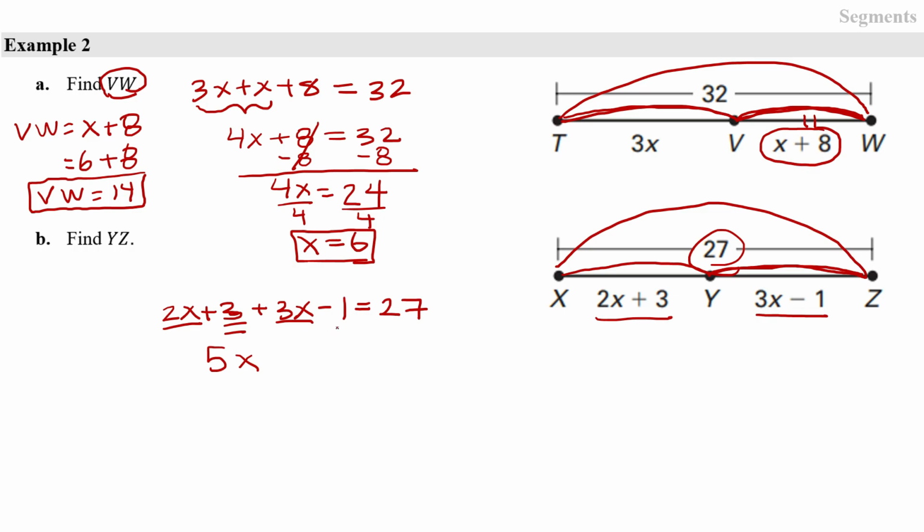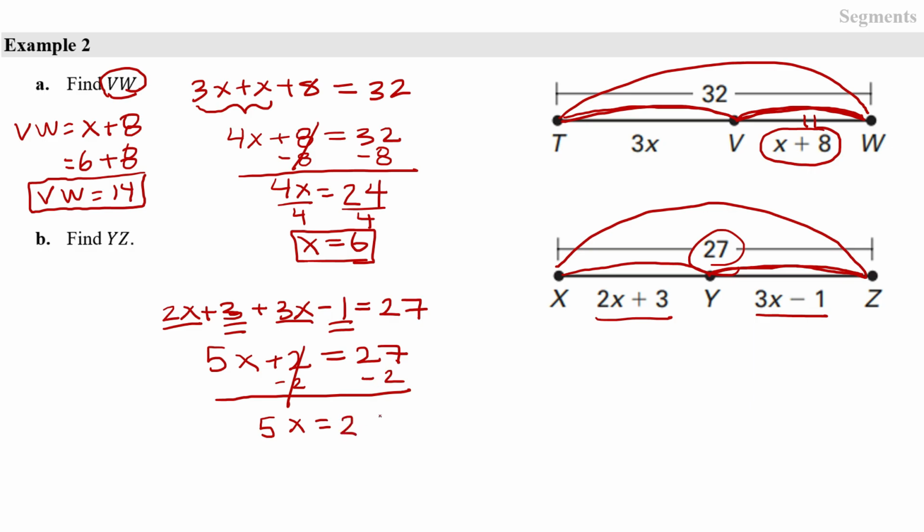And then 3 minus 1 is a positive 2. That equals 27. And what do I do after that? Well, same thing as the last example, I can get rid of that plus 2 by subtracting 2 to cancel it out. This is going to cancel.